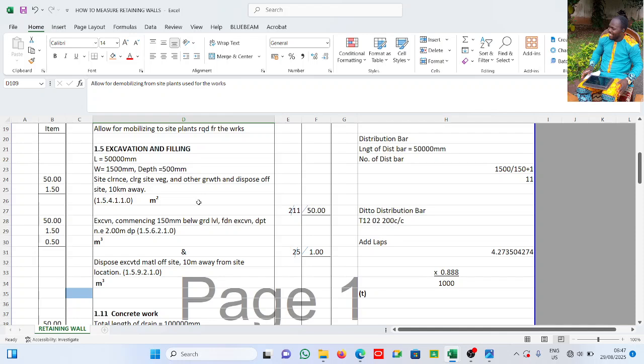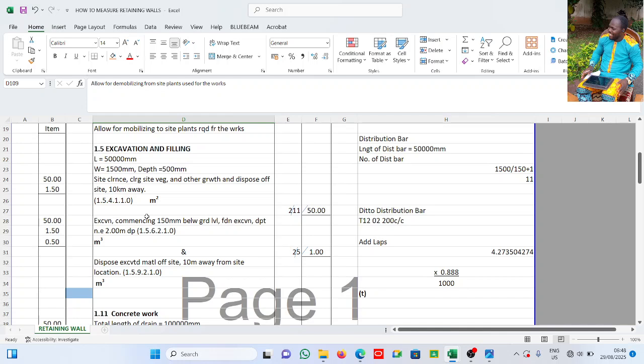Right, that is the guide. It guides you on the steps to your measurement so that you don't miss out items. So site clearance is a square meter item, 50 meters by 1.5. Now, on the taking off sheet, you have your waste calculation.